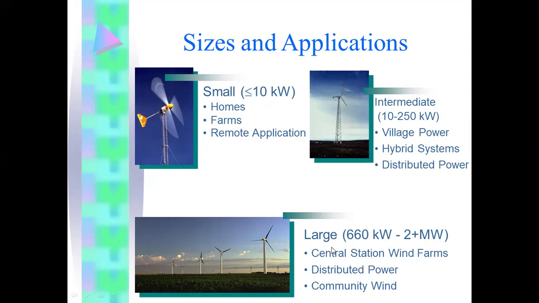And large scale windmills can produce 660 kilowatts to 2 plus megawatts. As we increase the size of the windmills, more wind power will be generated, which is used in central station wind farms, distributed power, and community wind.